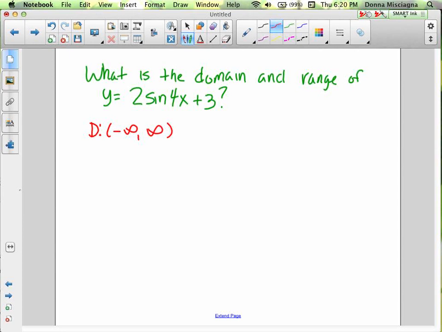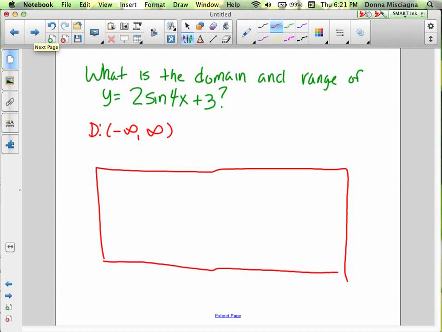Let's find the range. The range is a little harder. We're going to use our table of values, but we're not going to necessarily fill in every value because we don't need to. If you remember, our table of values has 6 columns, but not everything on this table affects the range. The range has to do with y, and so only things that affect y are going to affect the range. So we don't have to worry about anything that affects x.